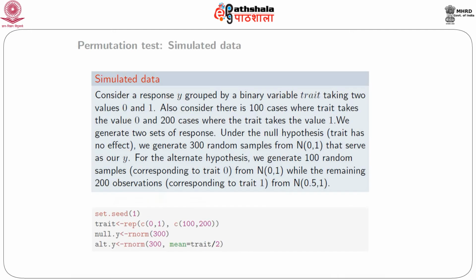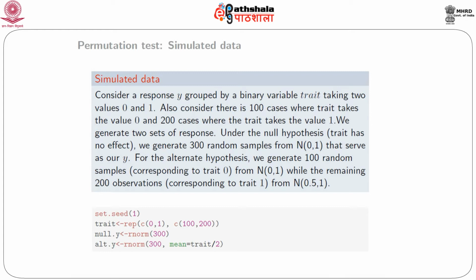To do that, we first set seed equal to 1 for reproducibility, then we generate a variable called trait. We want to see whether a particular trait is present or absent. Let 0 indicate present and 1 indicate absent. Let us say it is absent in the first 100 cases and present in the next 200 cases.